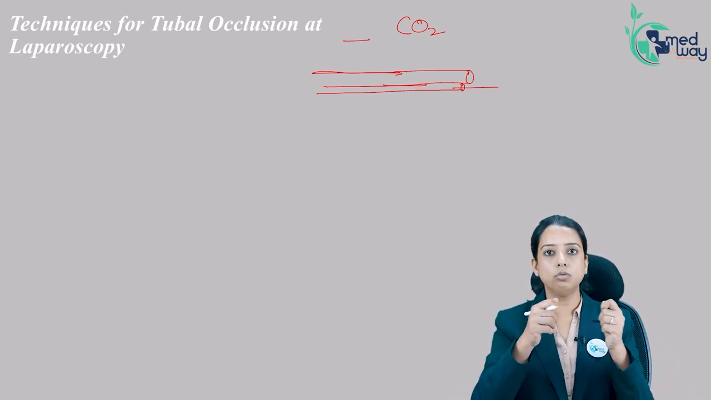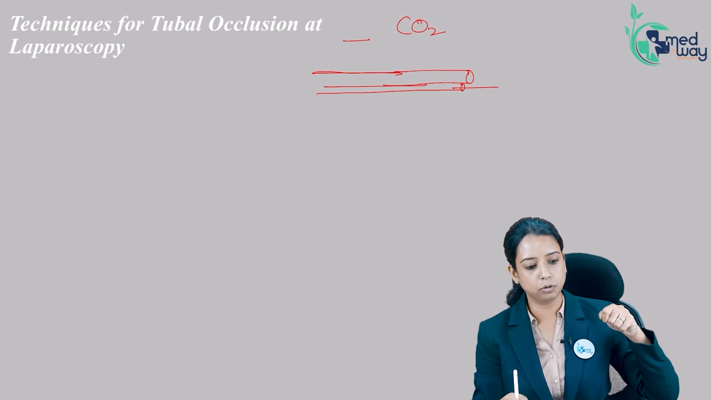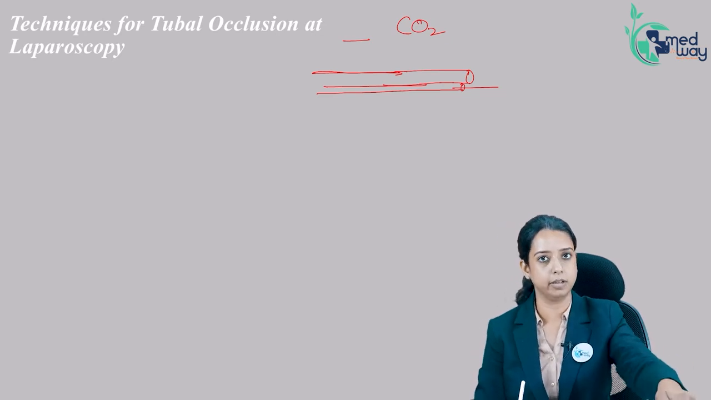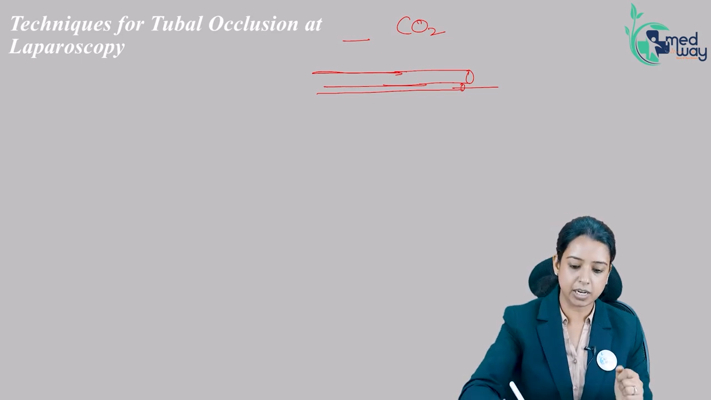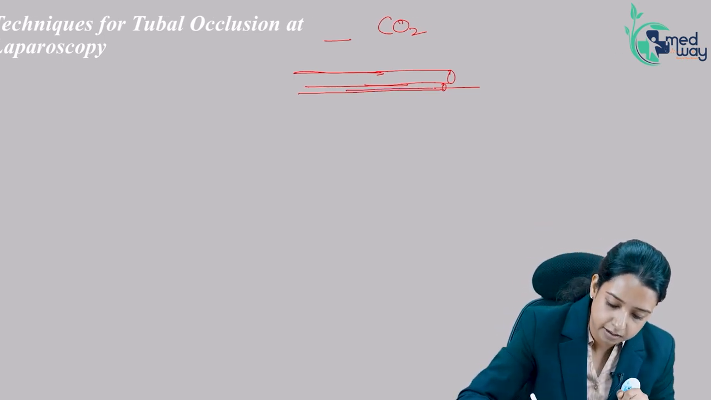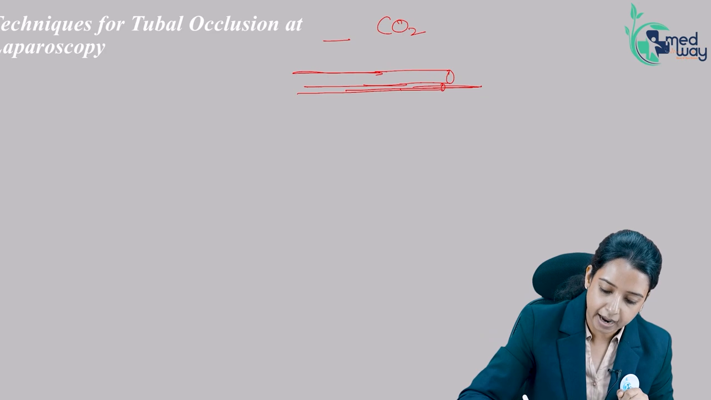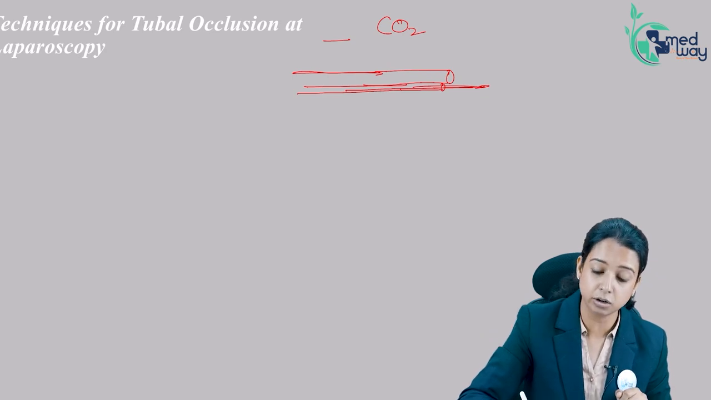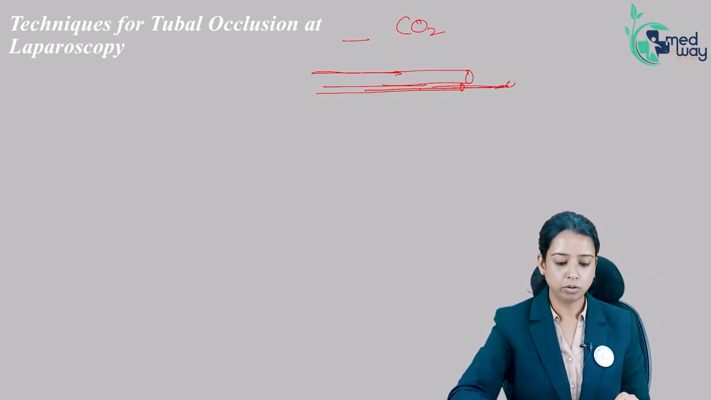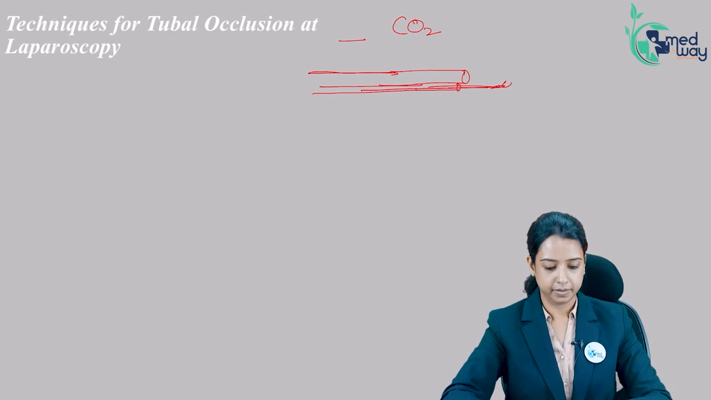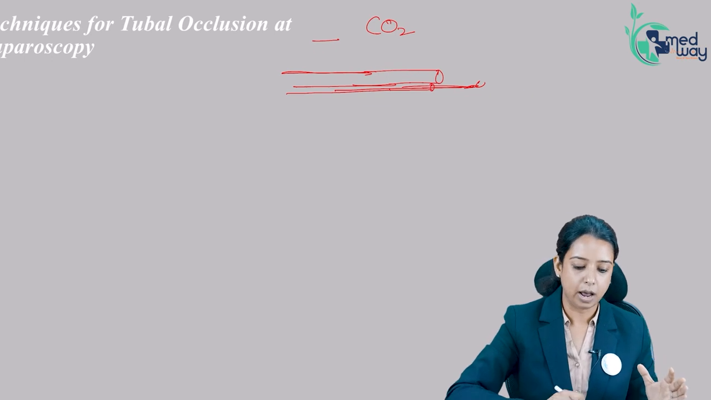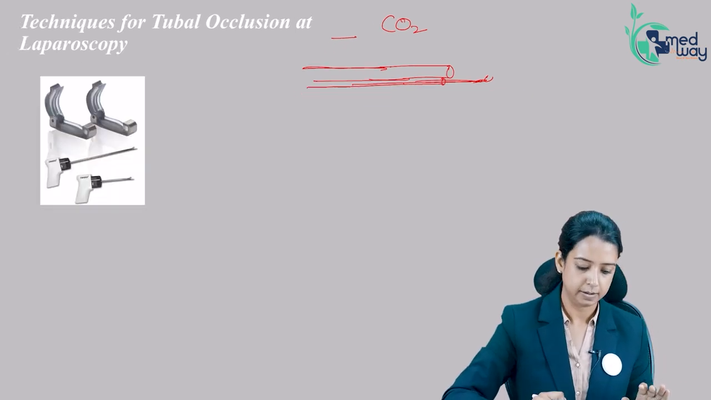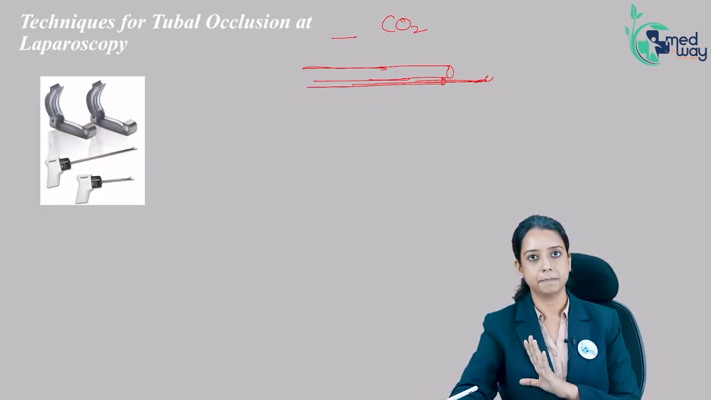Now you cannot use chromic catgut to tie. It's a laparoscope going inside; your hand is not going inside. So how will you occlude? You need certain clips or rings which can be inserted inside the abdomen via this, and when they reach the tube, you just clip it. So the method again is different. As we have seen, as the time is different, methods will be different. For laparoscopy, you use different clips, right?